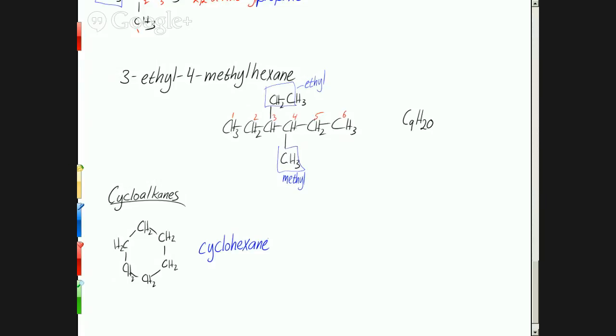Also, you'll note this has a different formula from hexane. This is C6H12, so double the number of carbons is the number of hydrogens, whereas hexane would be C6H14 with those extra 2. You don't need those 2 now because you need to take them off in order to get the ends to connect to each other. So the carbons can still have 4 bonds.